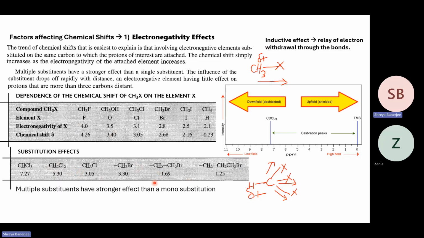Now, what about distance? Here, for the hydrogen you are observing, bromine is directly attached to that carbon. Here, bromine is attached 1 carbon away. Here, it is attached 2 carbons away. So the greater the distance of the electronegative element from the hydrogen you are observing, the less its effect will be. So chemical shift is also decreasing. So multiple substituents have a stronger effect than single substituents, and the shorter the distance of the substituent from the hydrogen you are observing, the greater its effect.